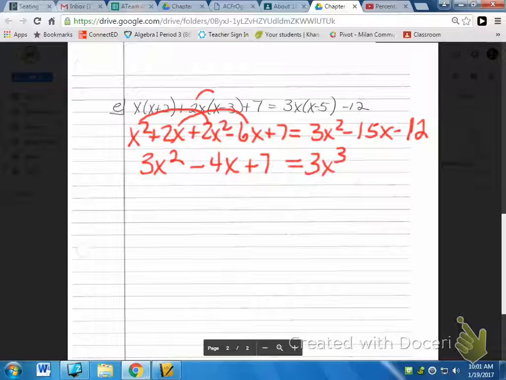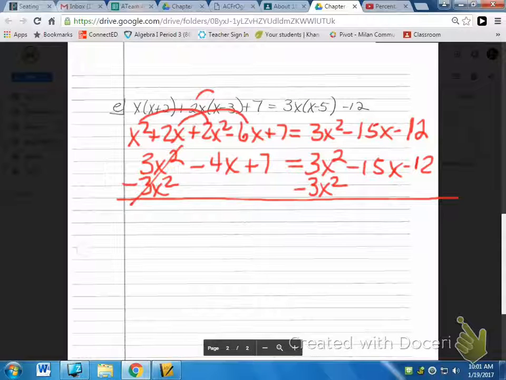3x squared. Oops, not cubed. That'd be a whole different problem. 3x squared minus 15x minus 12. Okay, what do you think I have to deal with first here? The x squares. What am I going to do with that? Okay, so subtract 3x squared from each side. And thankfully, like I said, that's going to make them both go away. We can't deal with that yet, but it is coming soon.